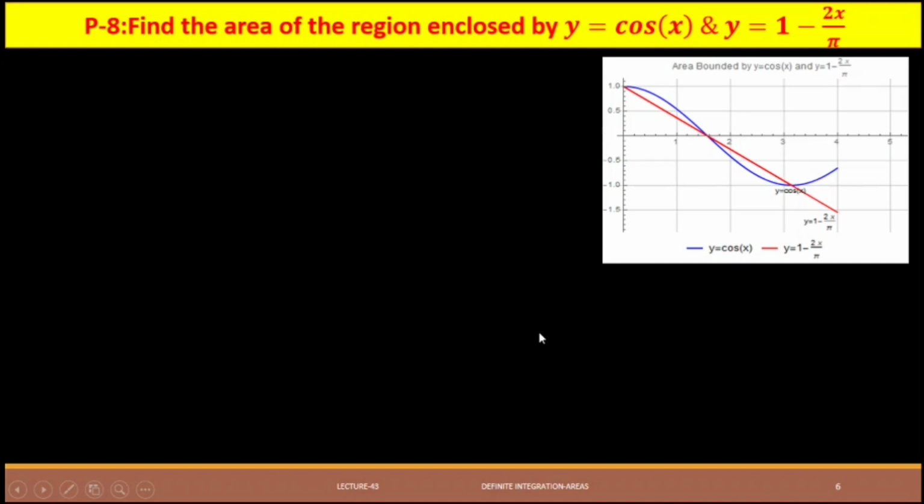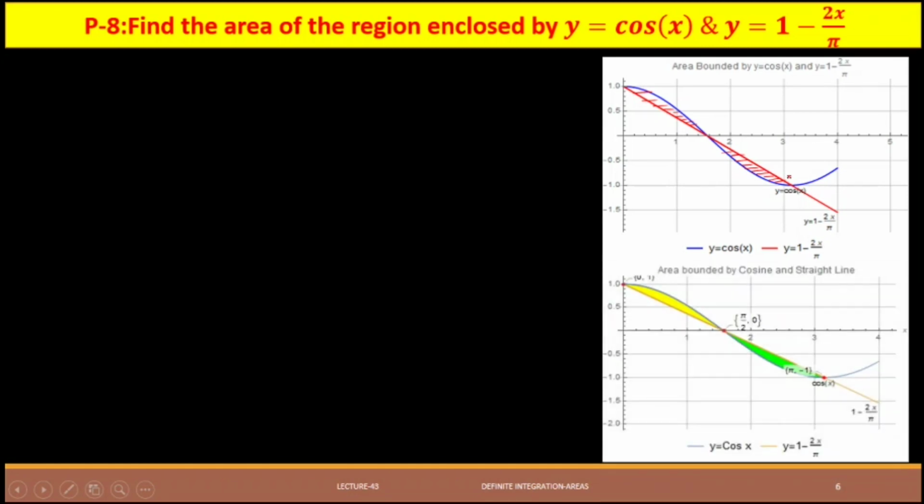So identify the region. This is the region that is enclosed by both the curves. Let me shade it here. So this is the required region that we need to find out. Now let me show you the shaded region. Yes, the required region is shaded in yellow color as well as the green color.